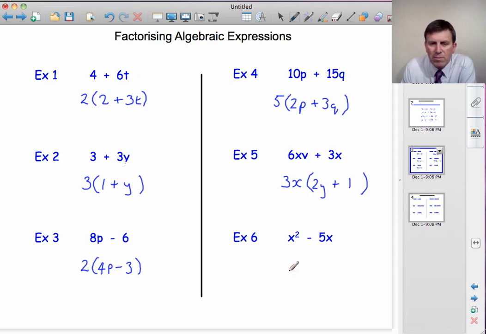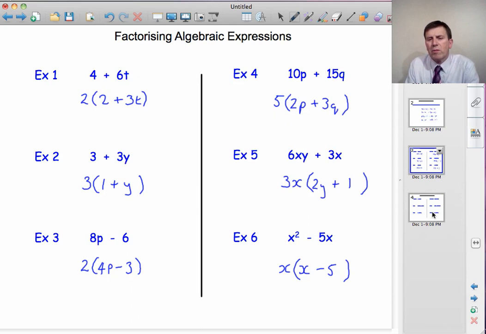Example 6. x squared minus 5x. x is involved in both terms, so I can pull x to the front. I can't pull x squared because there's no x squared here. Right, let's rebuild the expression. What do I multiply x by to get x squared? Answer, x. x times x is x squared. Minus, what do I multiply x by to get 5x? 5. x times minus 5 gives us minus 5x.